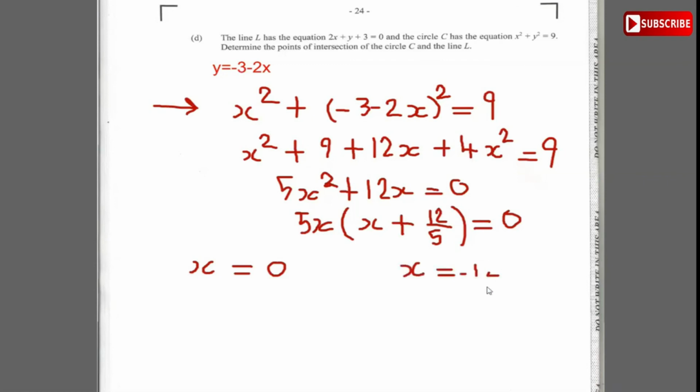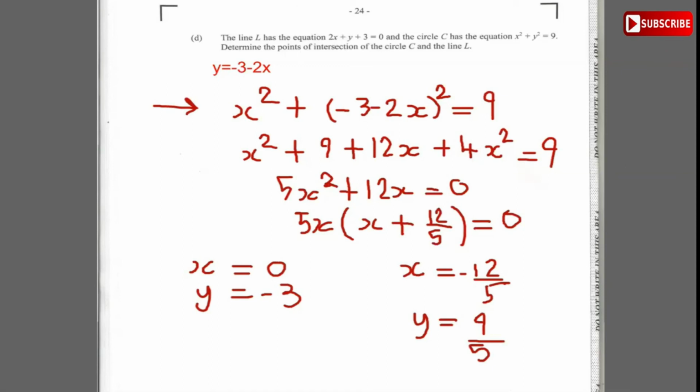Now, since we have x, we can just find y by plugging x in here. So y is minus 3 minus 0, that's just minus 3, so y is minus 3. And then for the other, plug in negative 12 over 5, so we get minus 3 minus 2 times negative 12 over 5. That's positive 9 over 5. All right, nice.